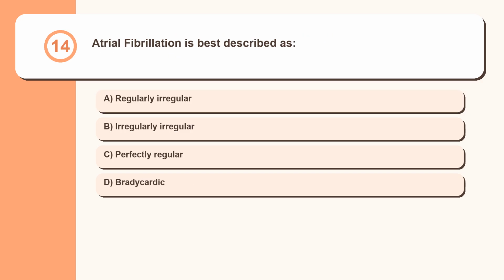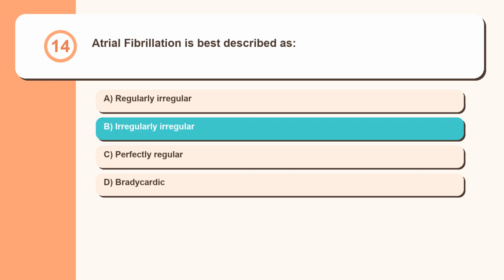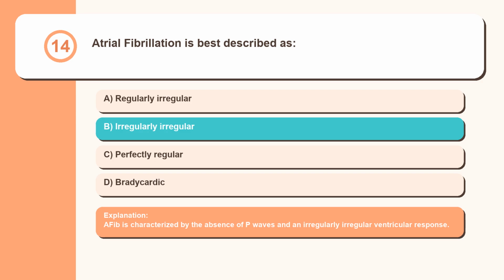Question 14. Atrial fibrillation is best described as regularly irregular, irregularly irregular, perfectly regular, bradycardic. AFib is characterized by the absence of P waves and an irregular ventricular response.